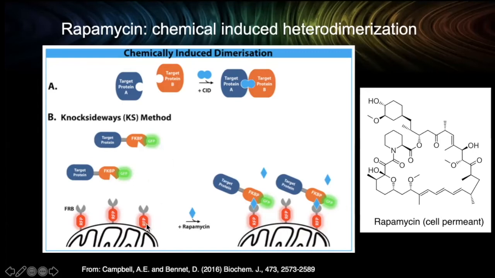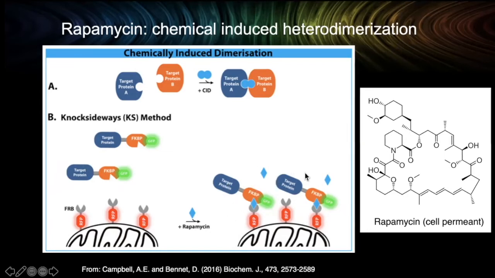And what you can do, for instance, is fuse this FRB part of this heterodimer to a red fluorescent protein and a tail which is attached to the mitochondrion. This is basically kind of a bait protein. And then your prey protein, you can, of course, also visualize with a GFP tag, FKBP, but this can also be any target protein you would like to study. Then you can add the rapamycin to the cells, and then you will force this heterodimerization. And this will lead to recruitment of your prey protein towards the surface of the mitochondria.